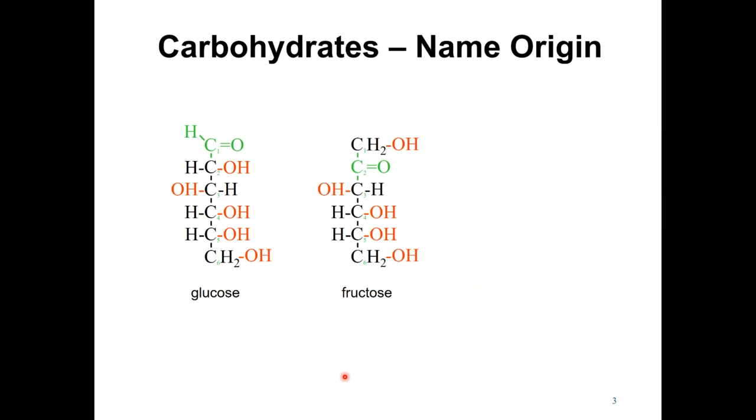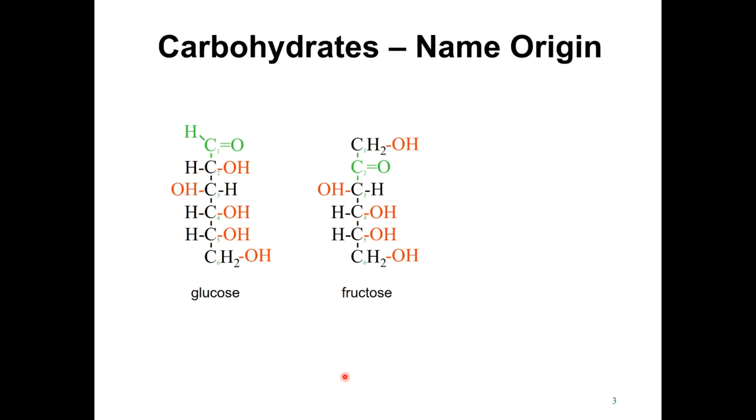First of all, why are they called carbohydrates? In order to understand that, I want you to briefly pause this video and go through the structure of these two examples of monosaccharides in the linear form, which are called glucose and fructose. Now, what I want you to do is count the number of carbons, oxygen, and hydrogen that are found in them.